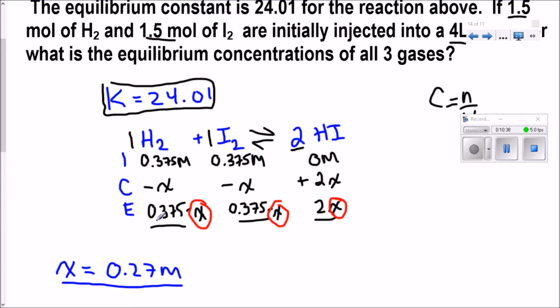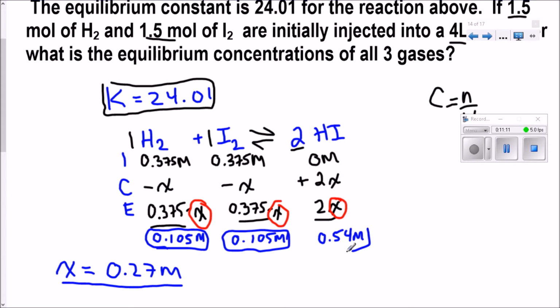We're just going to substitute it in. So 0.375 minus x is going to be equal to 0.105. What does this value mean? Well, this value means that this is the concentration of H2 at equilibrium, and it's also equal to the concentration of I2 at equilibrium, because it's the same equation. And again, we just have to take 0.27 and multiply it by 2. That's what this means here, and that's my concentration of HI, which is 0.54.